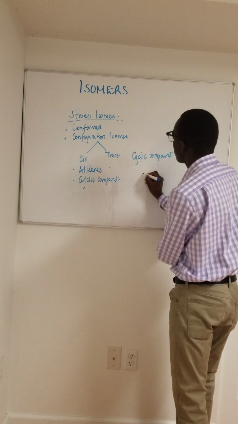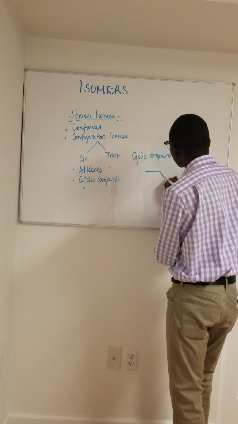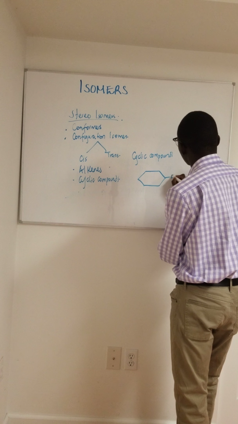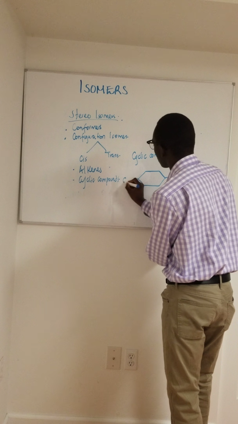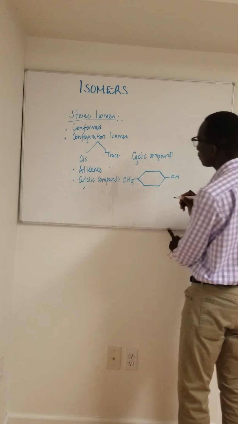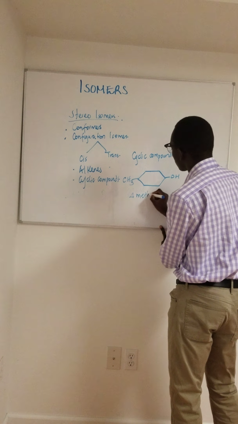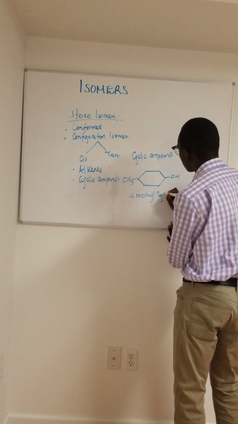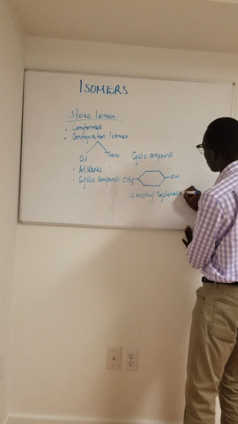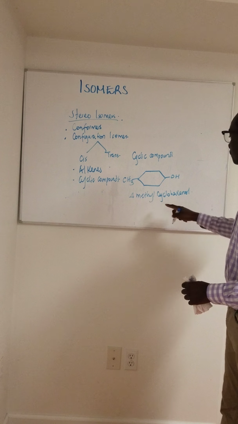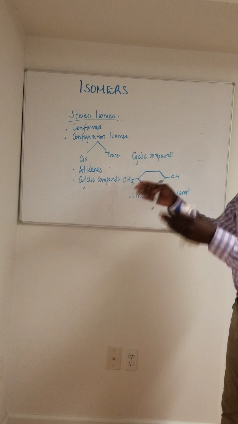So if I have, for example, this compound which is 4-methyl cyclohexanol. So this is 4-methyl cyclohexanol. So how do I get a cis and trans?